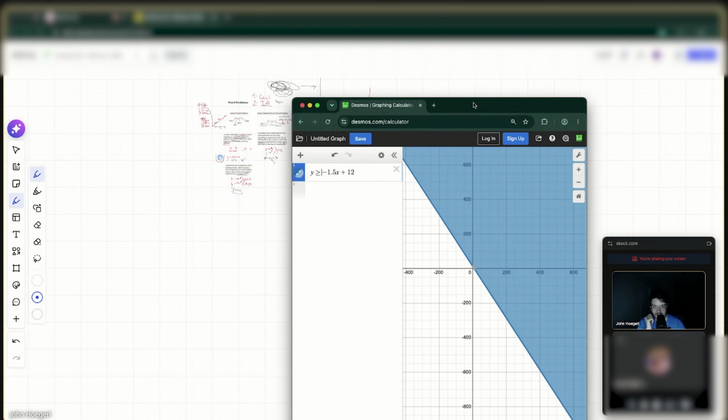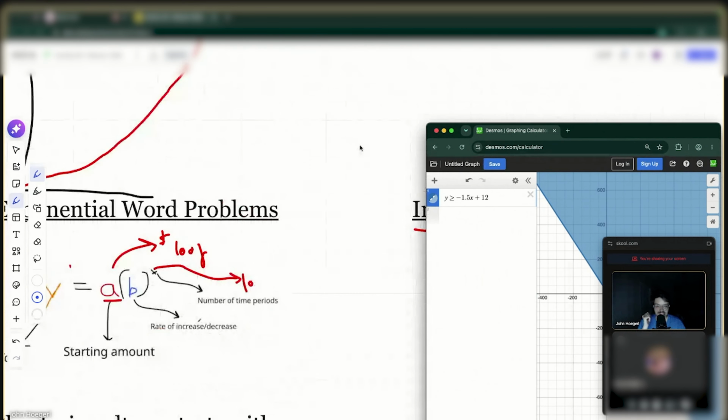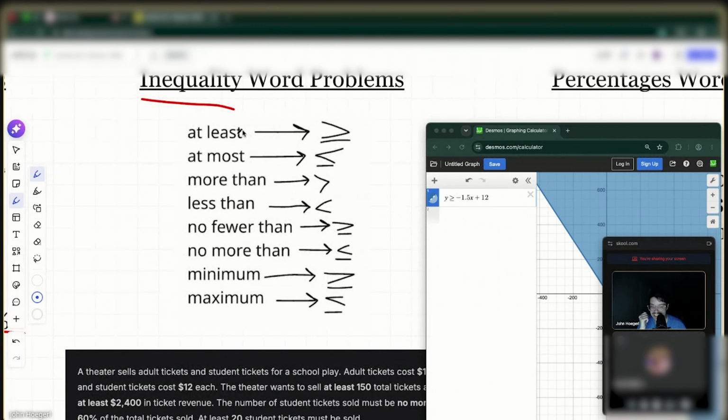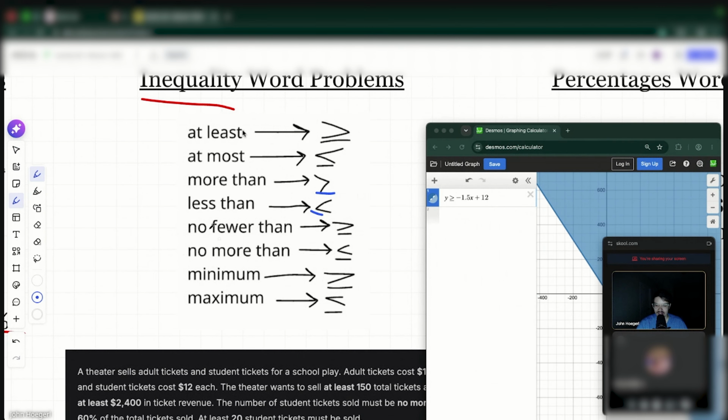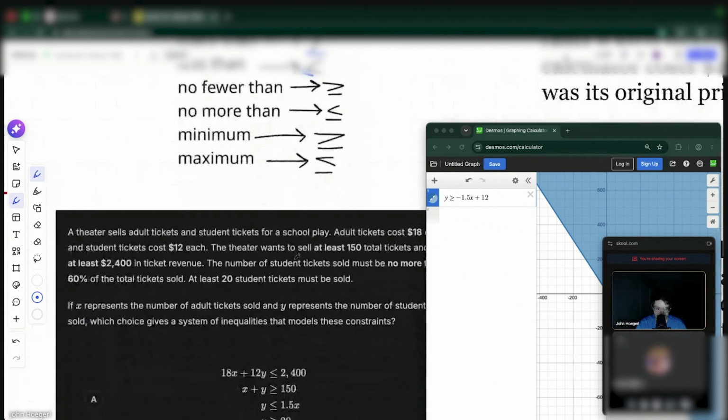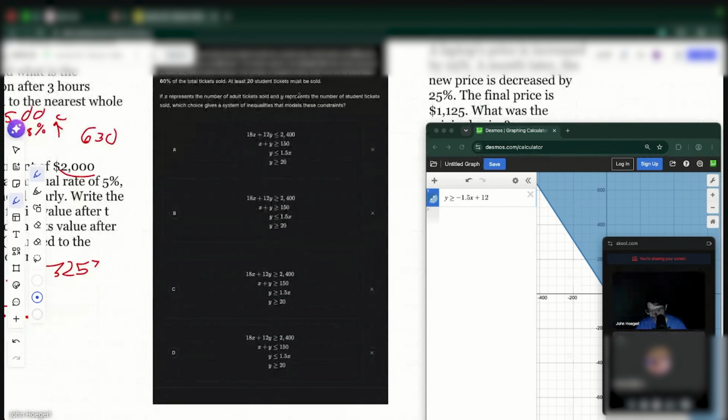When you start viewing it a bit more like that, it becomes easier to understand. If it says at least, it must be greater than or equal to the thing, at least that amount or it could be greater. At most, it must be at most that amount or it could be less. More than is just more than. Less than is less than. No fewer than, no more than. Minimum, maximum. Some of these are a little more confusing, but most will make sense as you do problems. I'll give one example right here.